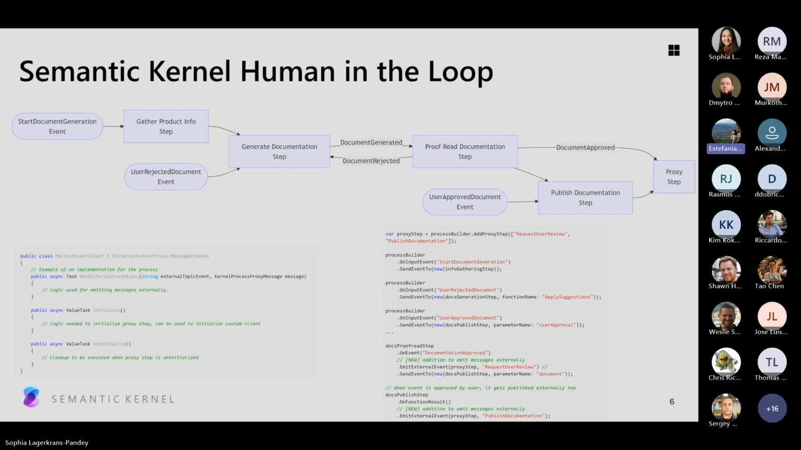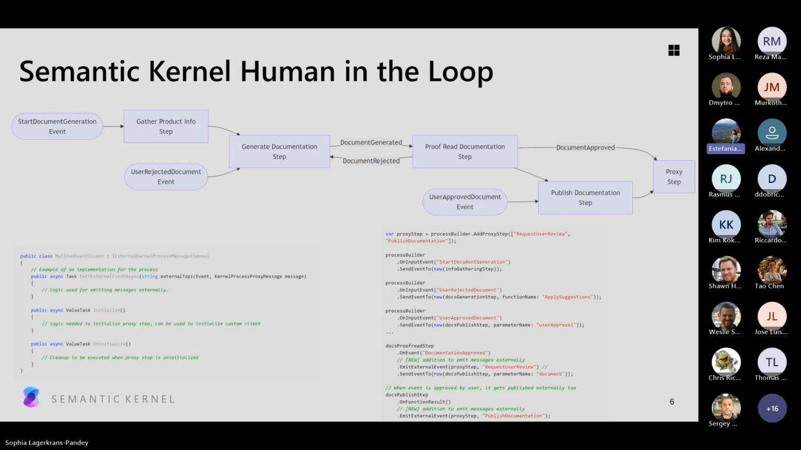Likewise, as I mentioned, in the sample there are two places where this happens. One is when the document is ready for the user to review, and the other one is when the document is published. So in this case, you can see how at the end we're only forwarding when we request user review and when the published document is ready.